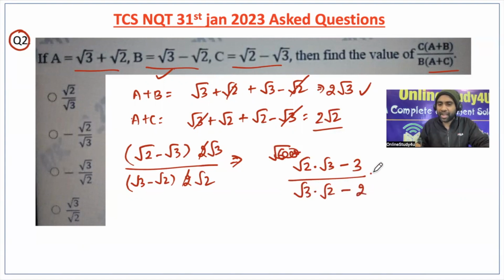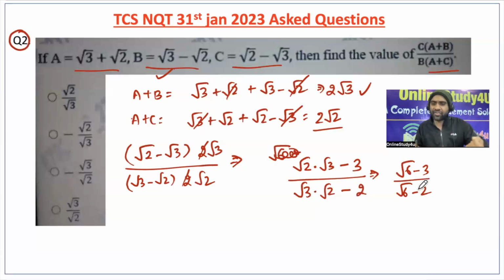So this is what we have got as of now. Okay, so fine, what we can do here now, so this will become root 6 minus 3, and here root 6 minus 2. Okay, because 3 into 2 will be 6. So I am going into detail, I am not missing even one step, so that things will be clear to you now.